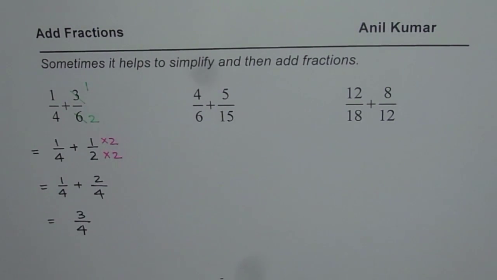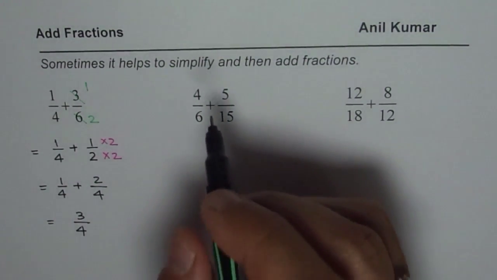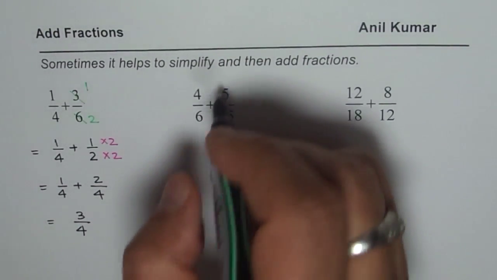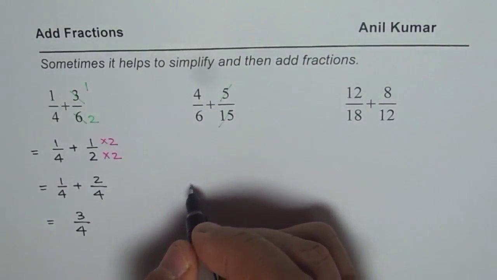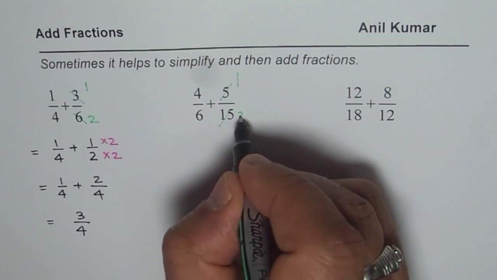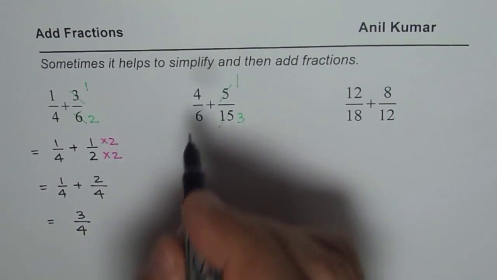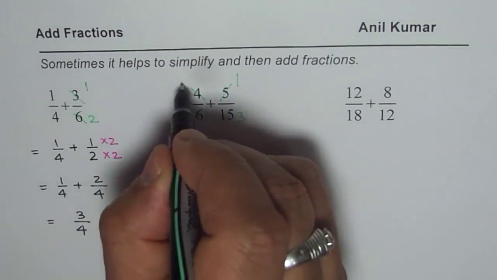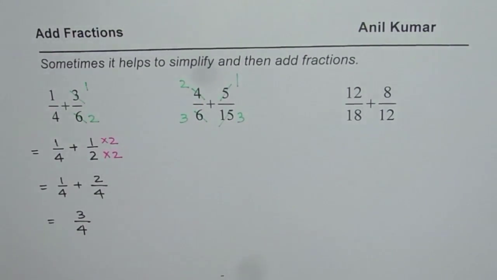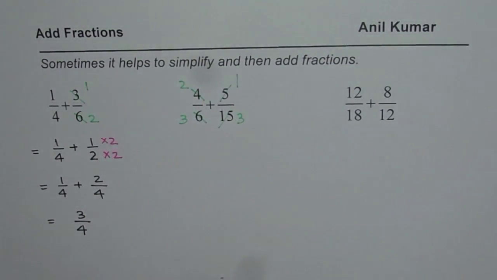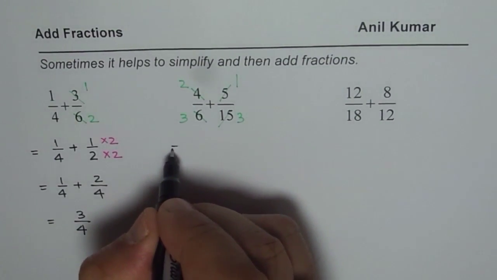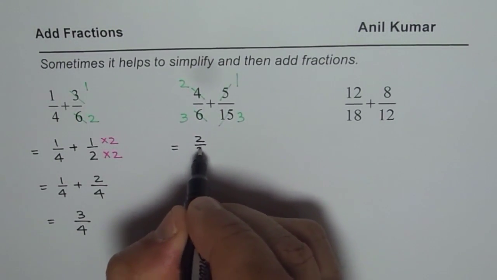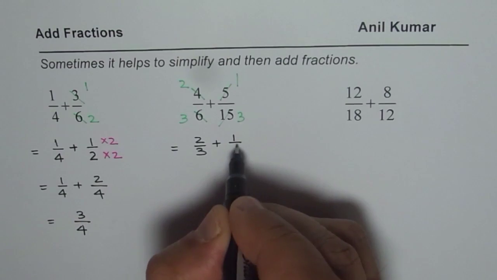Let us do one more and appreciate this strategy. 5 over 15, both can be divided by 5. 5 times 1 and 5 times 3. 4 over 6, both can be divided by 2. 2 times 2, 2 times 3. So what do we get as equivalent fractions? 2 over 3 plus 1 over 3, right?